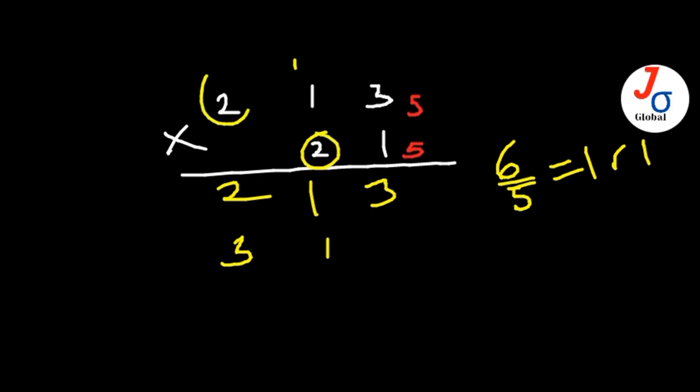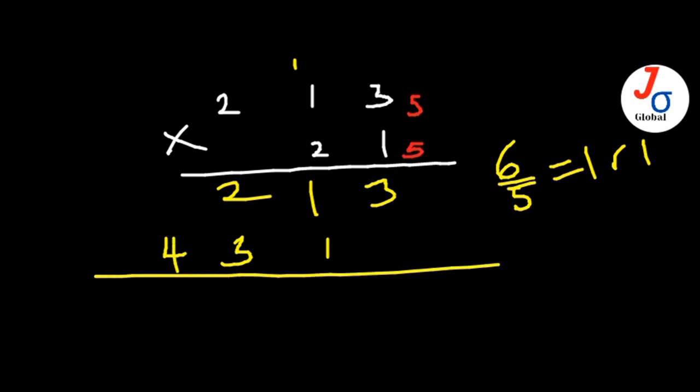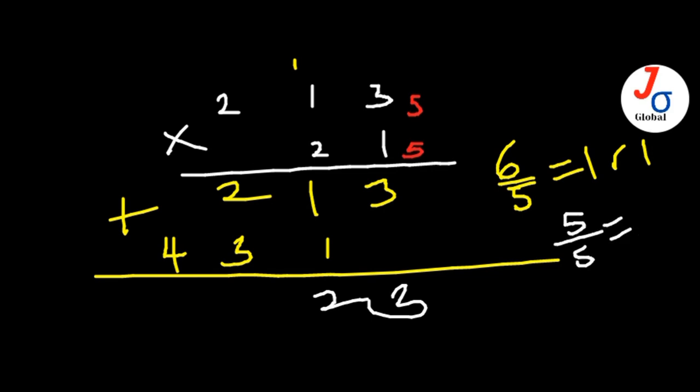2 multiplied by 2, I have 4. Okay, that's pretty nice. So I'm going to add these things up. So 3, 1 plus 1, you have 2. 2 plus 5, sorry, 2 plus 3, you have 5. 5 divided by 5, you have 1 remainder 0.